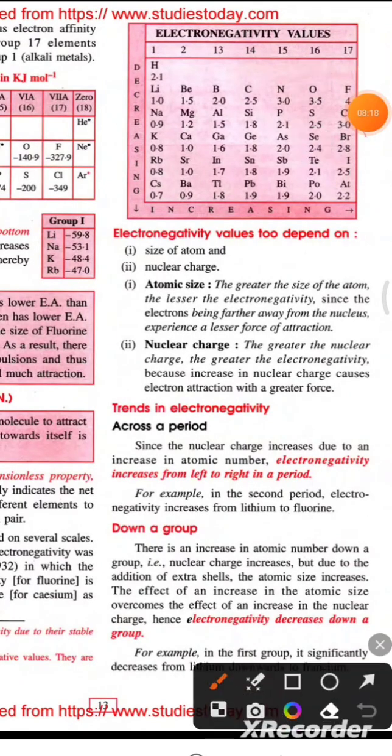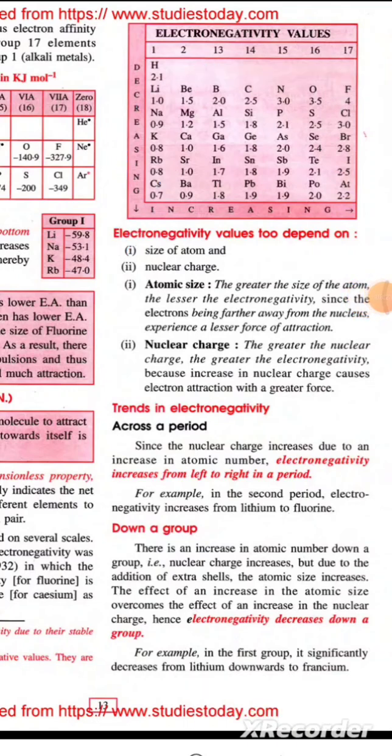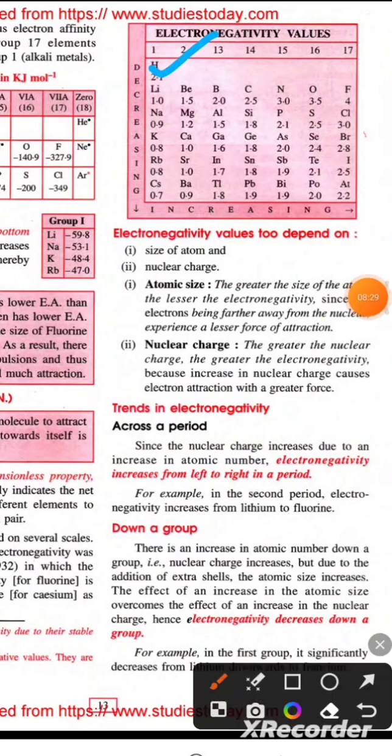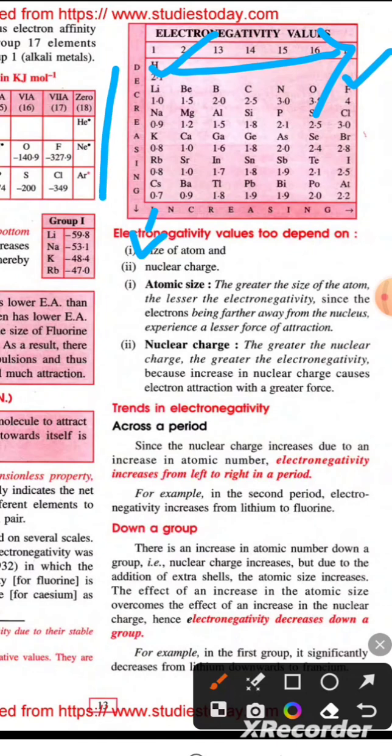Both across a period and down a group are given, you see. This is across a period and this is down a group. You can see their values. Lithium has 1.0, that is 1, whereas fluorine is 4, that means it is increasing. And down the group, you see lithium 1, whereas cesium 0.7, that means it is decreasing. I have told you just now, electronegativity increases across a period and decreases down a group.